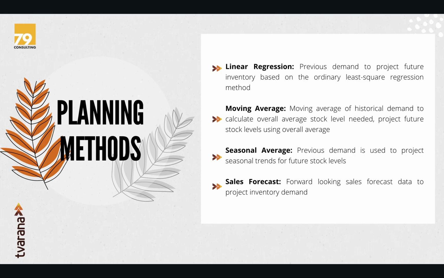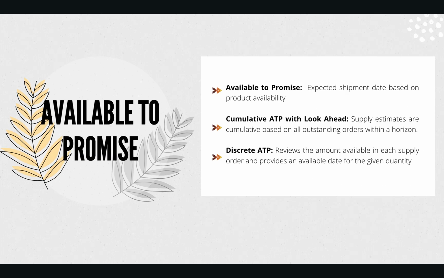Sure. Available to promise, it's also called ATP. This is included within NetSuite demand planning and can be determined by one of two different calculations. One is cumulative ATP with look ahead. Using the cumulative ATP with look ahead method, supply estimates are cumulative based on all outstanding orders within a horizon. This allows you to account for shortages that may occur in the future.